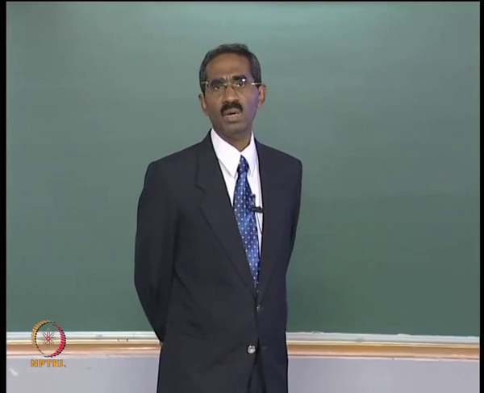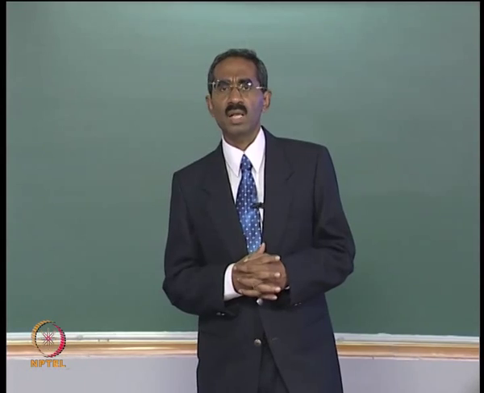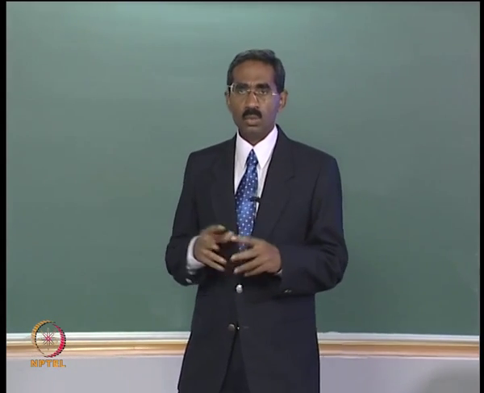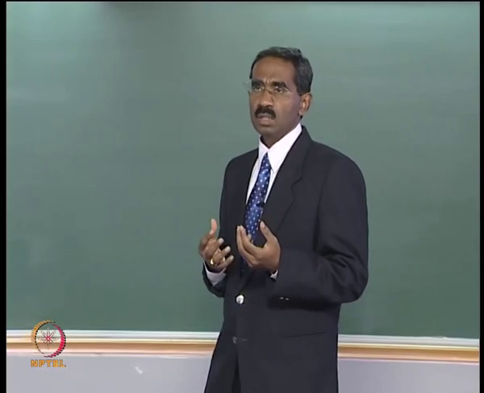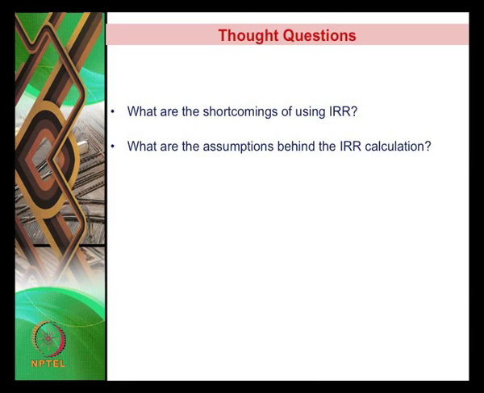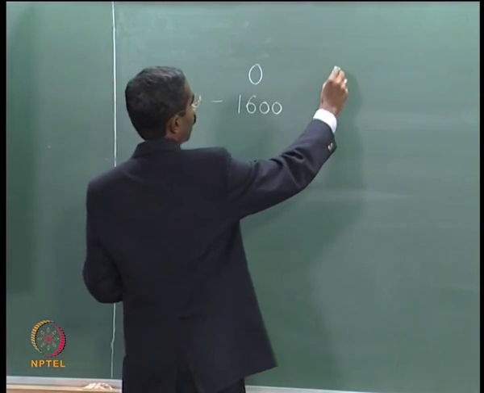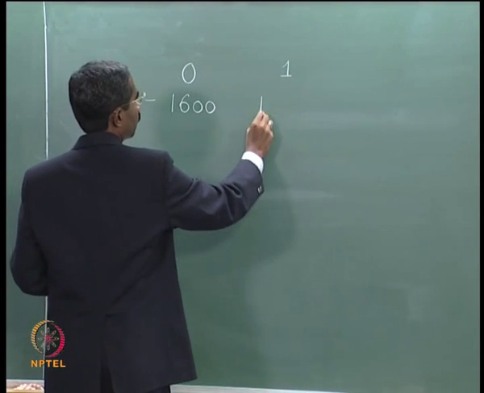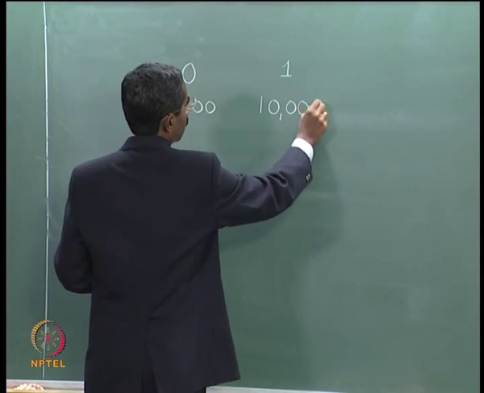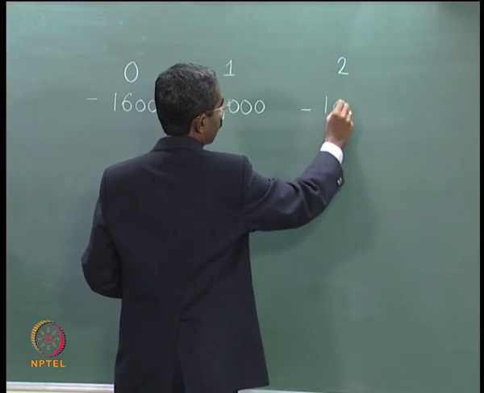Specifically, we should be aware of one particular shortcoming, which is that there are situations where the IRR simply might not exist. So what are those situations? Let us consider a project with the following characteristics. You have an initial outlay in year 0 of 1600, in year 1 a project cash flow of 10,000, and in year 2 a project cash flow of minus 10,000.